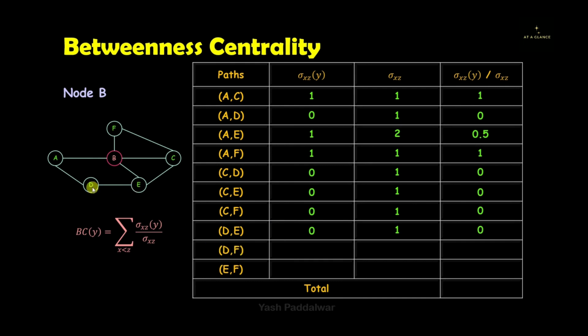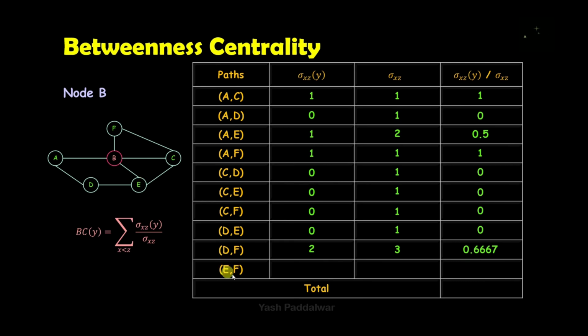Next is DF. Now you can see that for reaching from D to F, we have 3 possible paths. First is DABF, second is DEBF and third is DECF. Out of these 3 possible paths, we have two possible paths which contain the node B in it, which is DABF and DEBF. So therefore we can write 2 in place of sigma xz of y. 2 divided by 3 gives us 0.6667.